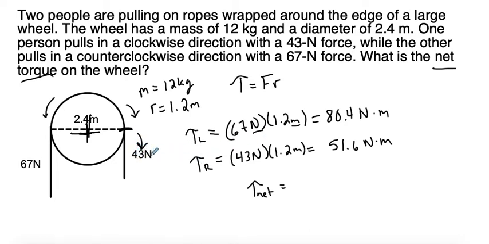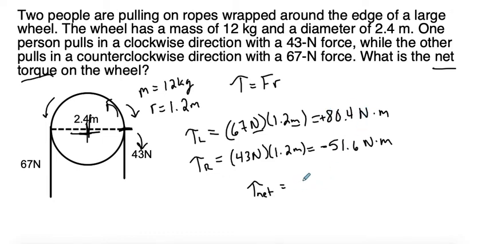So that's the 43 newtons, that's the right, so that one's negative. Clockwise torque is always negative. Those clockwise motions are always going to be negative. Counterclockwise would be positive because that's going to be up from the axis, like going from 0 to 90. That's a positive angle, so it's a positive torque. So this is a positive 80.4 newton meters.